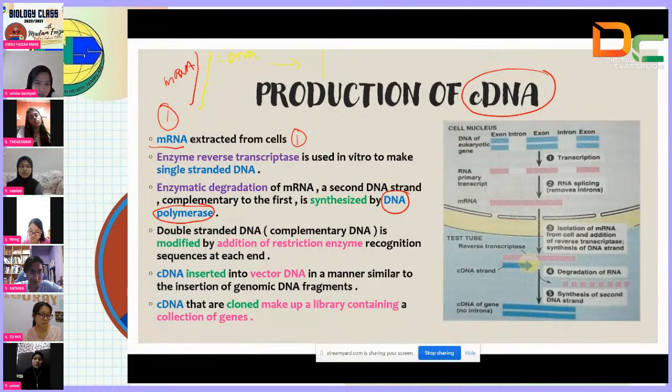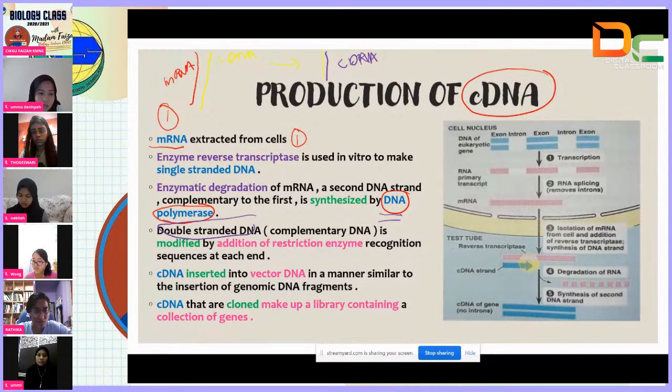DNA, another strand of cDNA. So the yellow one is the first cDNA. The purple one is the new cDNA that is catalyzed by DNA polymerase. So it becomes double-stranded complementary DNA, cDNA. So this cDNA already has double strands, one yellow, one purple. Yellow is from the first single strand, where it was transcribed from mRNA.